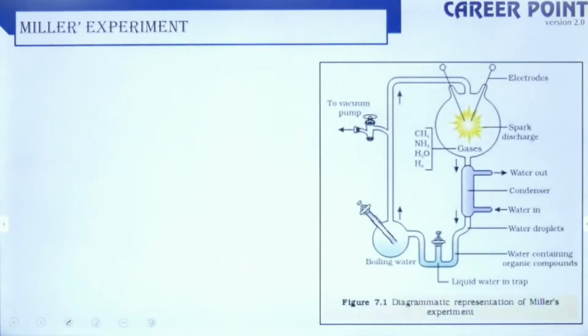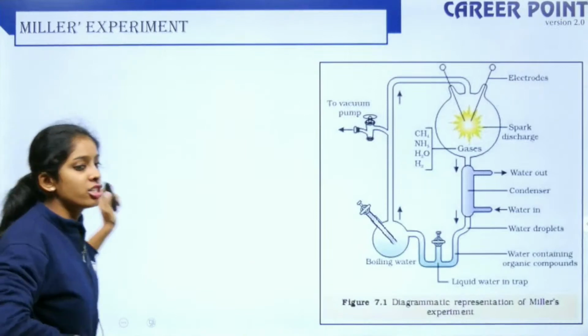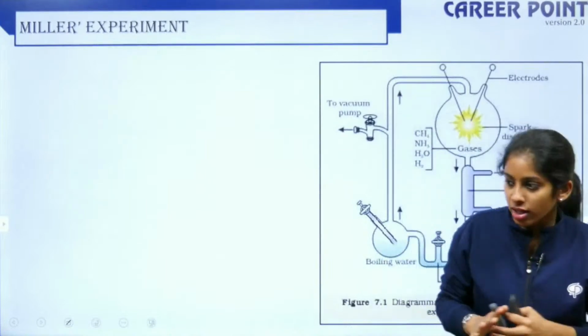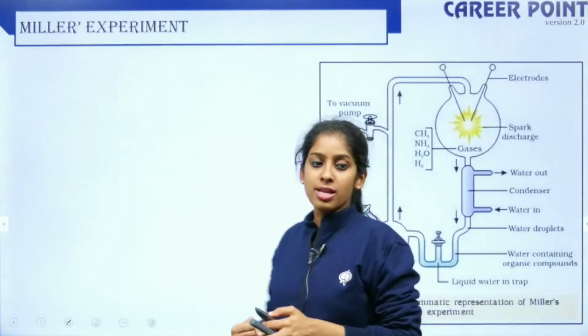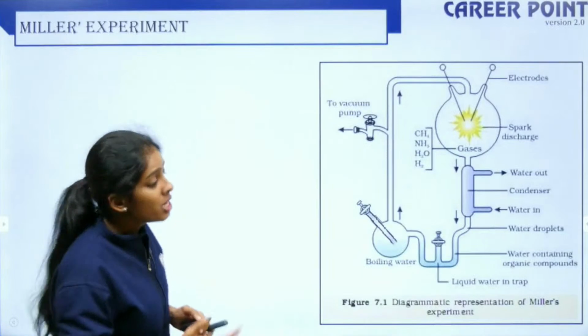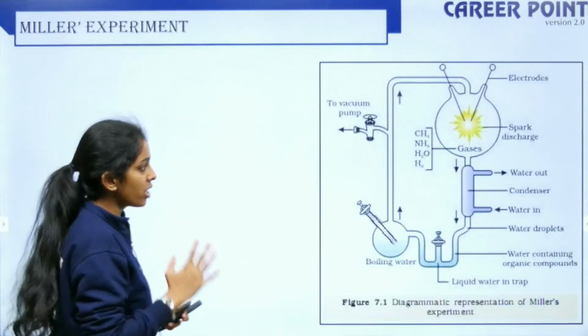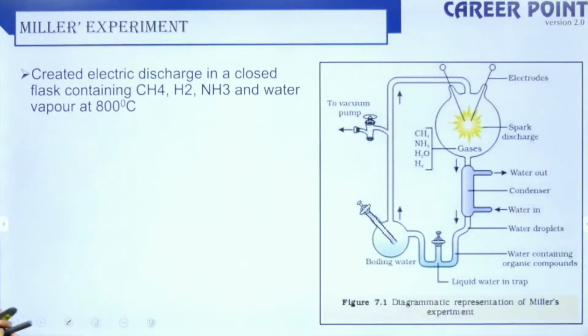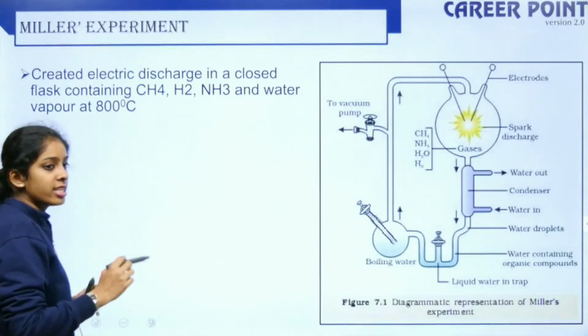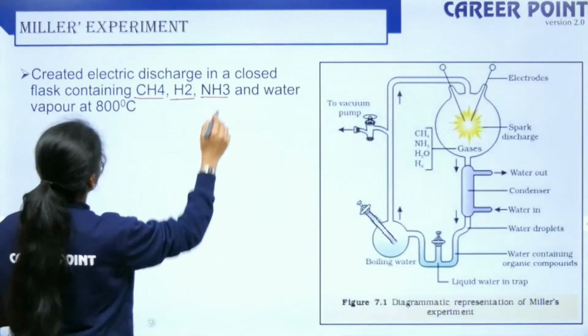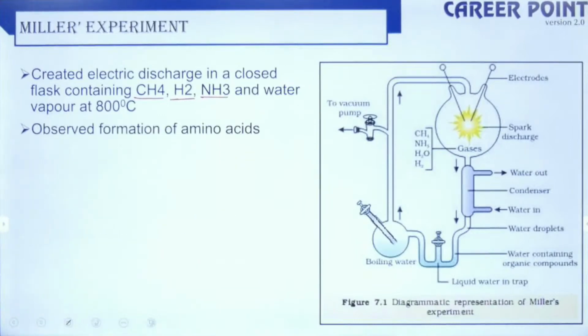So what this person, Miller, did was an experiment which had the same conditions as on earth. Whatever conditions existed on earth, that is volcanic storms, a reducing atmosphere containing methane and ammonia, he set up the same experiment in a lab and mimicked the same conditions. So he created an electric discharge in a closed flask containing the gases that were present on earth: methane, hydrogen, ammonia and water vapor at 800 degrees.